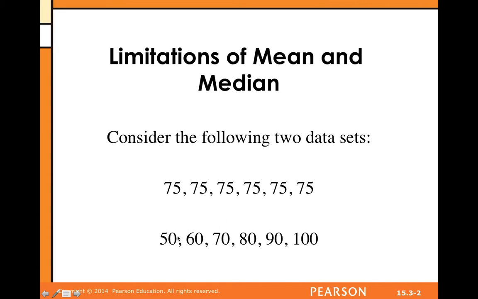I can ask you the same thing about the second section of exams, the 6 students here. What's the average? What's the median? And you would say the same thing. The average and the median are both 75. So if all you're going to do is look at means and medians, these two data sets are the same from your perspective, right? The mean and the median tell you the same thing. Sort of a typical student got a 75.